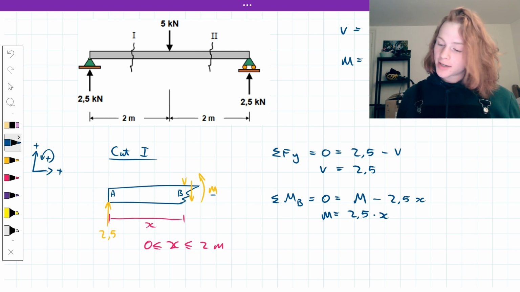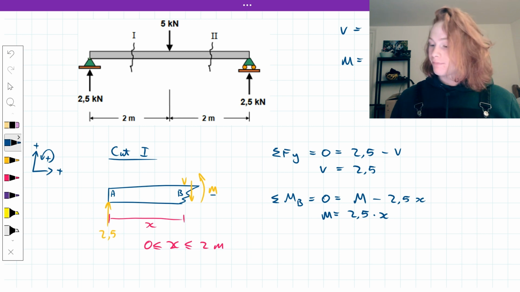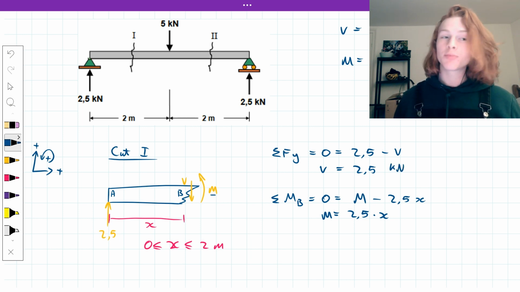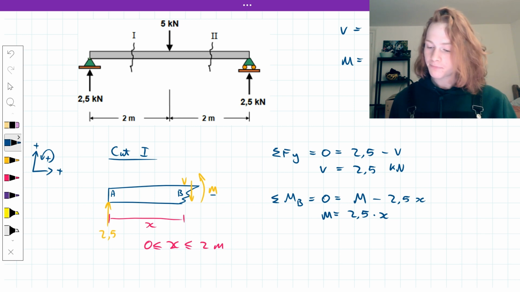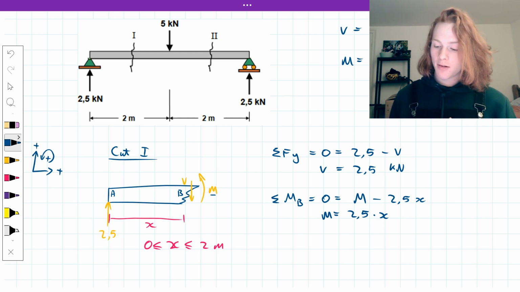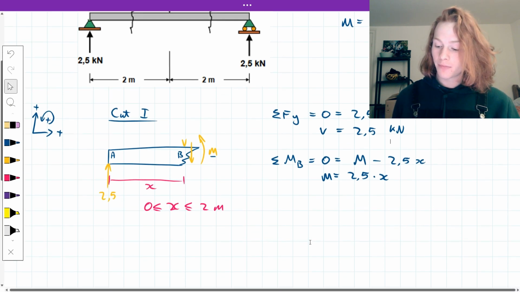So now we can see that our internal shear force is 2.5 kilonewtons, and our internal moment is 2.5 times x, where x is the distance from the left, between 0 meters and 2 meters. Okay. Now we have cut 1. We need to do the same thing for cut 2.